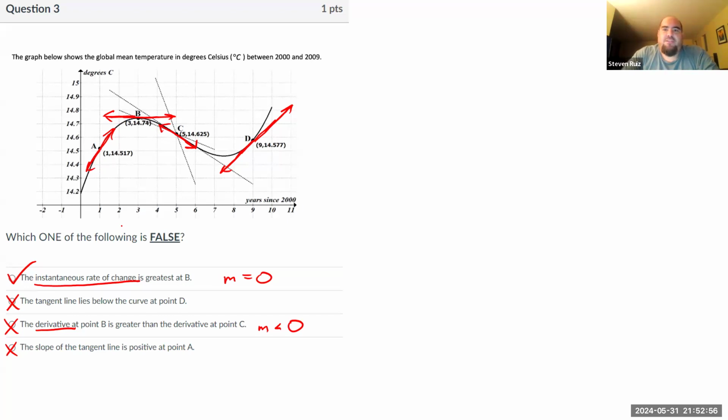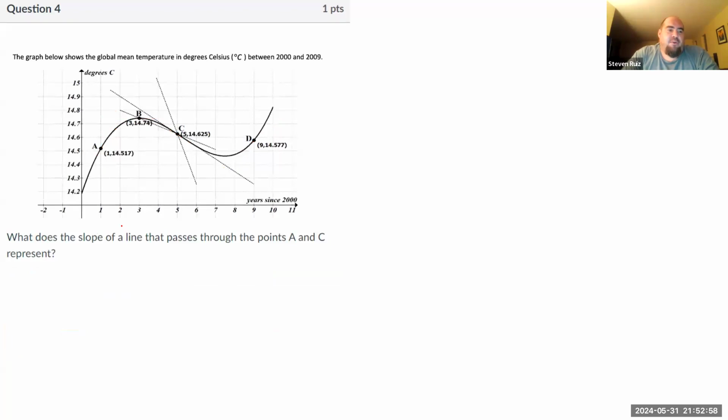So moving on to question 4. What does the slope of a line that passes through the points A and C represent? So before we get to that, let's draw that line. So it passes the straight line that passes through A and C.